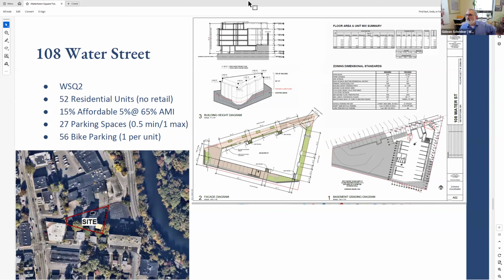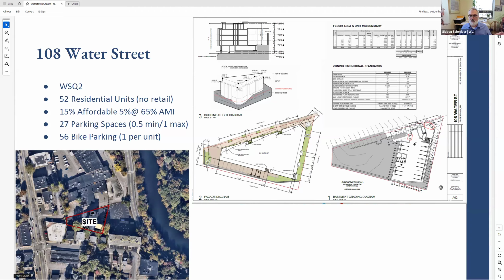So 108 Water Street has the same situation, a slightly different zone, but it's not by right. So it had to go through two boards, two processes, and they submitted a month earlier and got approved a month and a half later than the other project, but with the same level of ability to make change and make it better by the board. But it was a two-board process still. They again are proposing about the same amount, 52. It's bigger because it's a bigger lot.